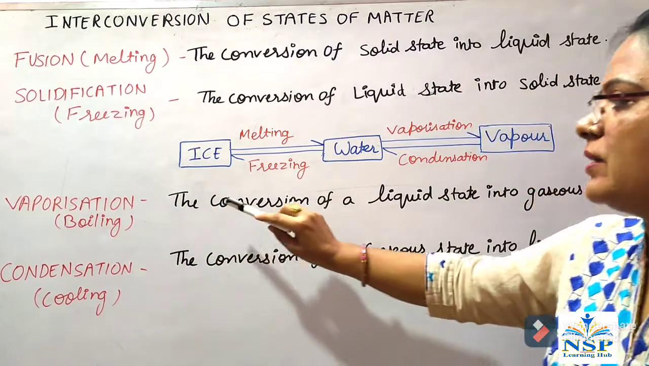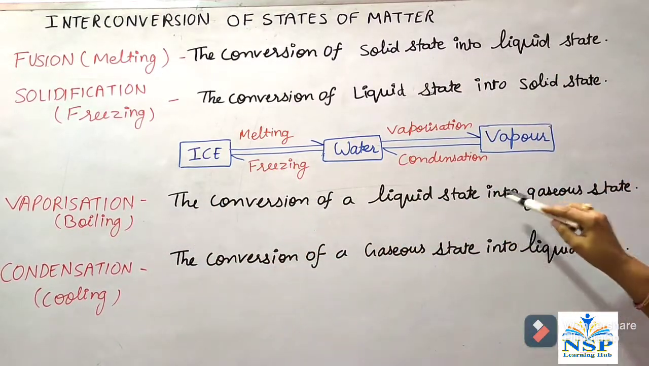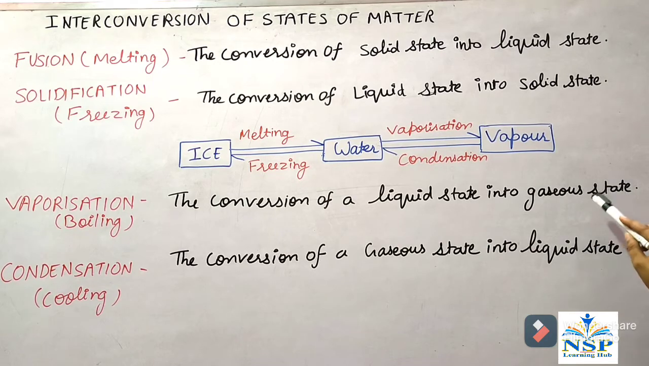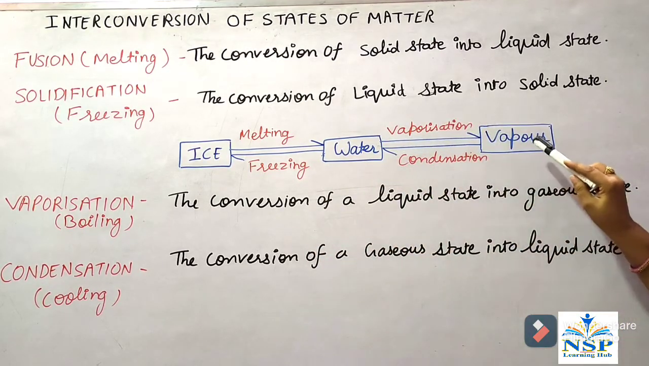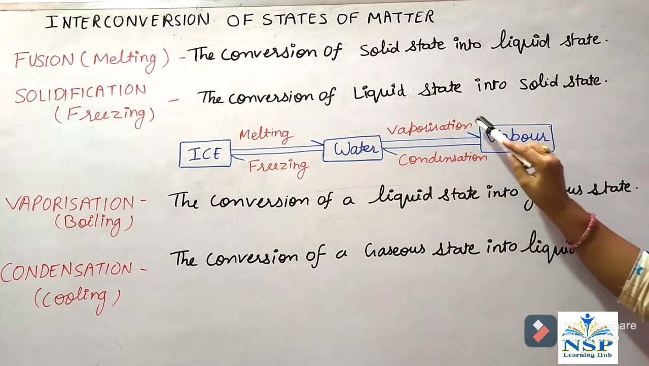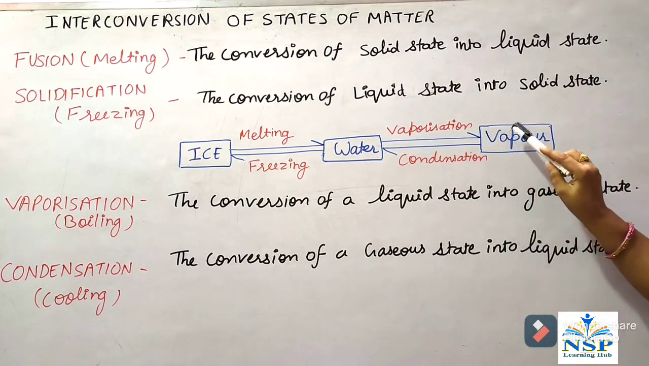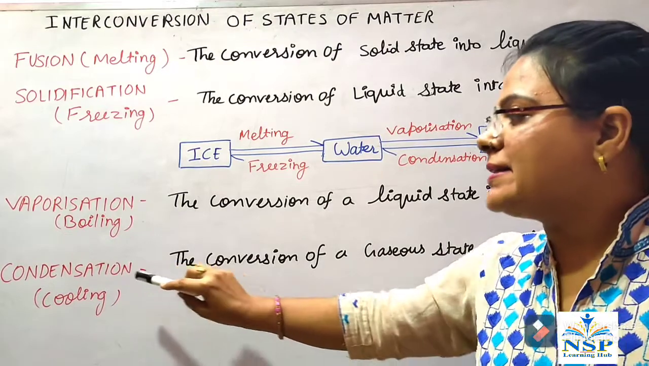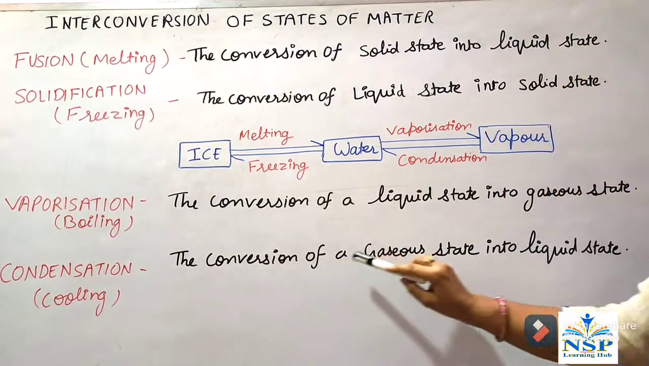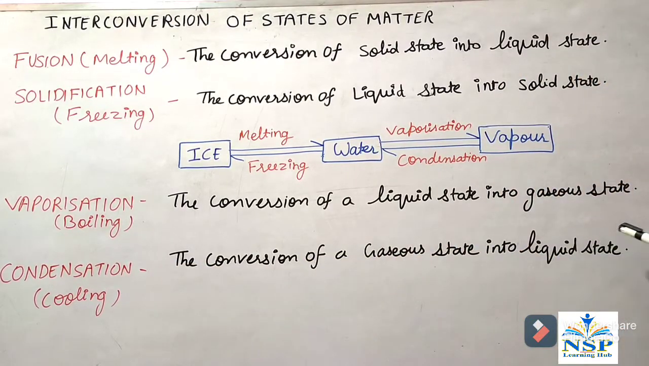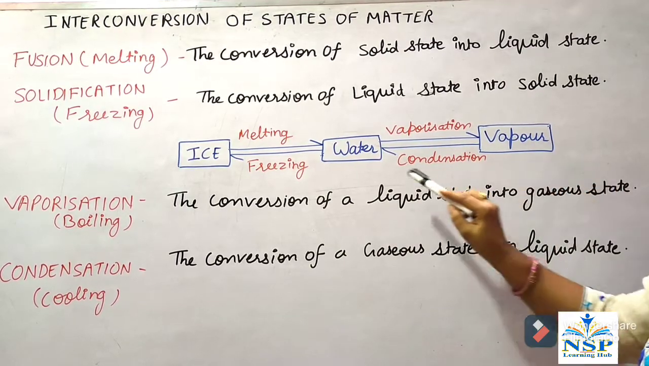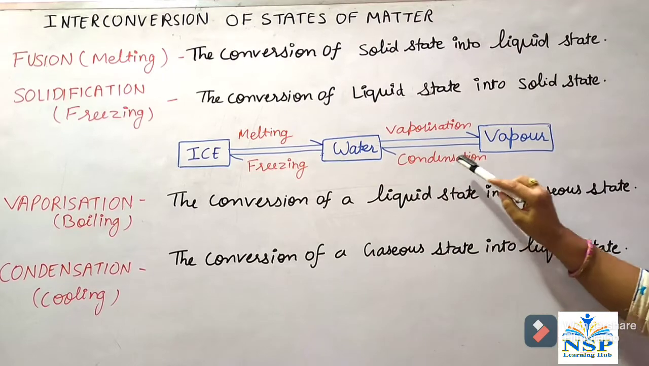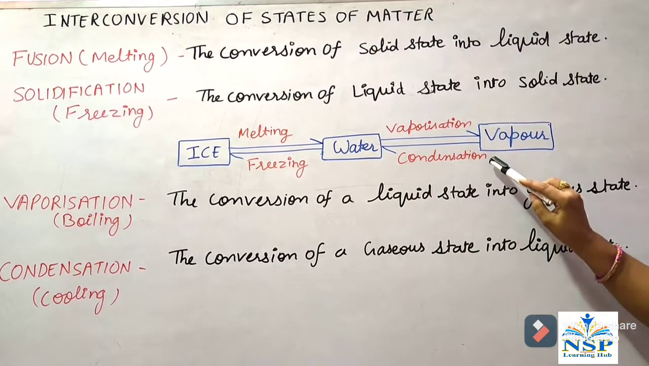Vaporization or boiling. The conversion of a liquid state into gaseous state is called vaporization or boiling. When water changes into vapor on increasing temperature, it is called vaporization or boiling. Condensation. The conversion of the gaseous state into liquid state. When gaseous state, meaning water vapor, changes into water by cooling, this process is called condensation.